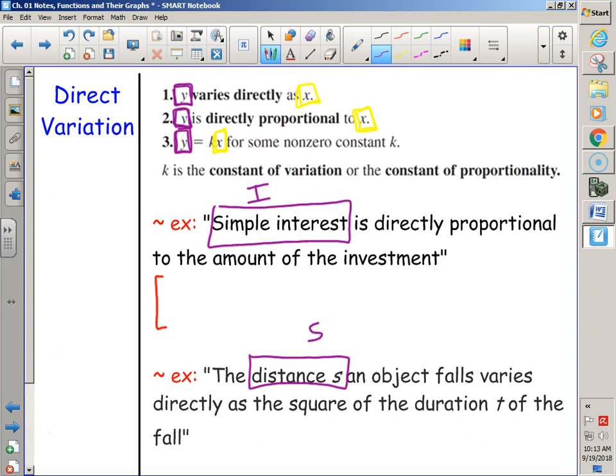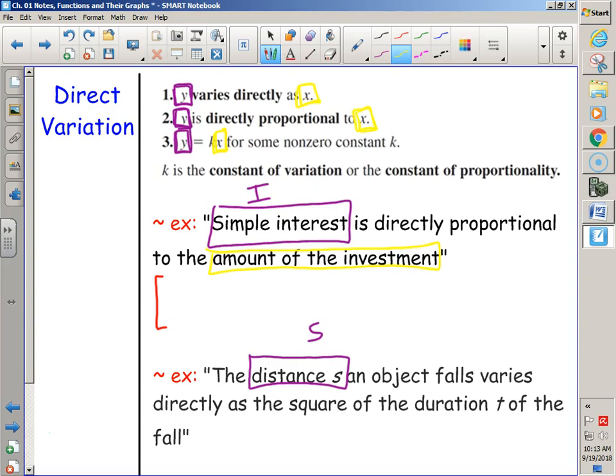Okay, who is our X's? Who are our X's, I should say? Amount of the investment. So amount, that's good, right? But don't we technically need the investment, right? Okay. So how much was invested? And then down here, what's our X?